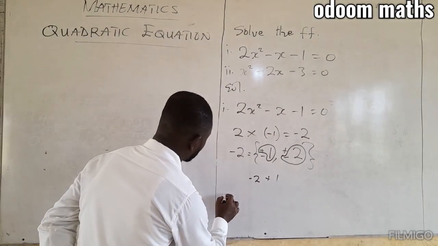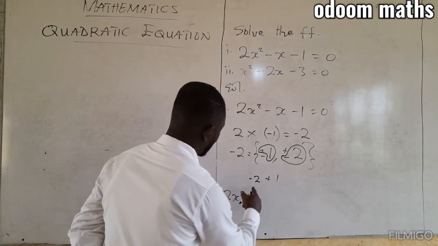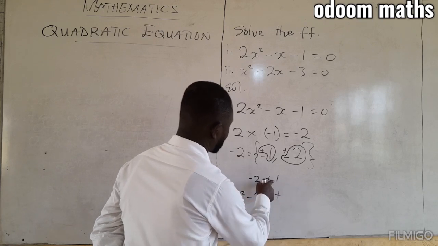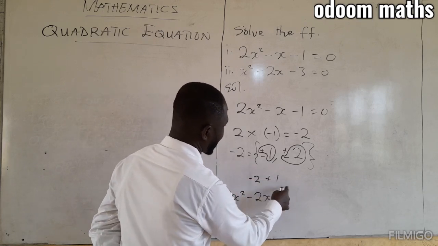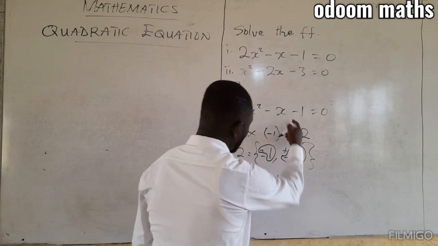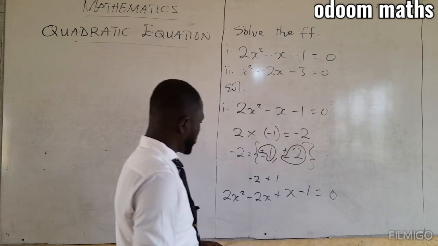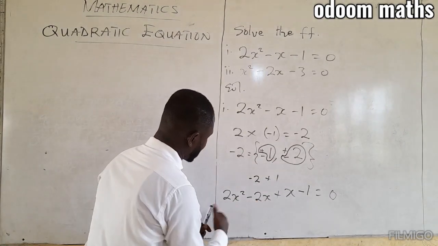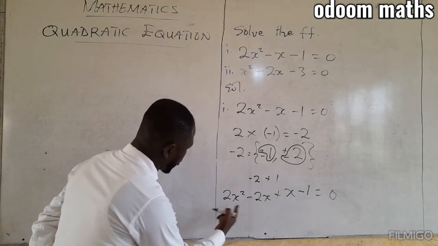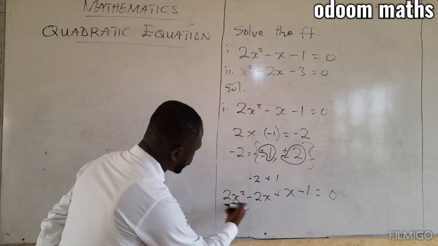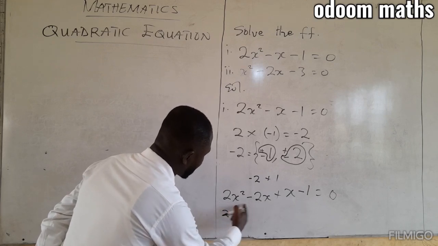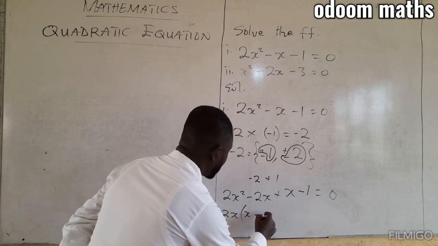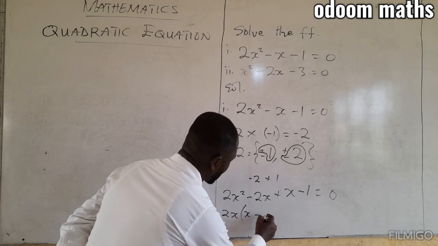So I'm going to take the negative 2 and the positive 1, which will fit here. So now I'm going to have 2x squared minus 2x plus x, this is no more going to be plus 1x but rather x, minus 1 equals 0. From here we have 4 terms, so we can group them into 2. For the first 2 terms, the common factor is 2x, and here we have x minus 1 remaining.